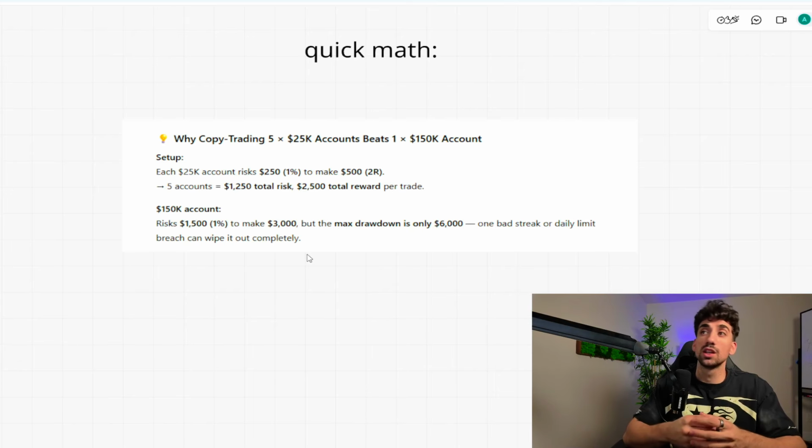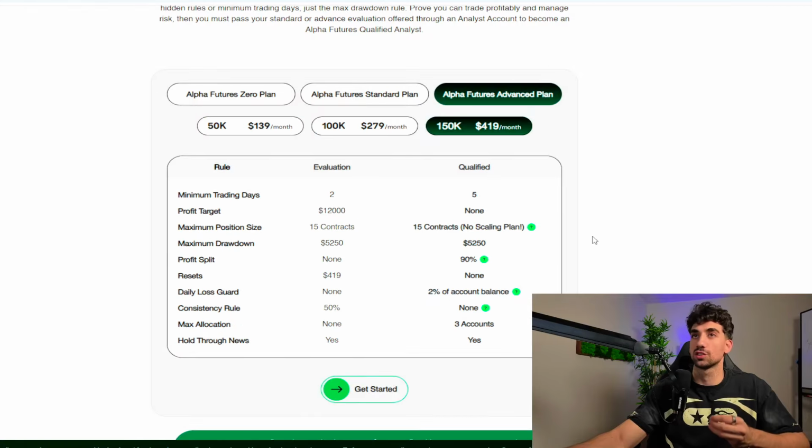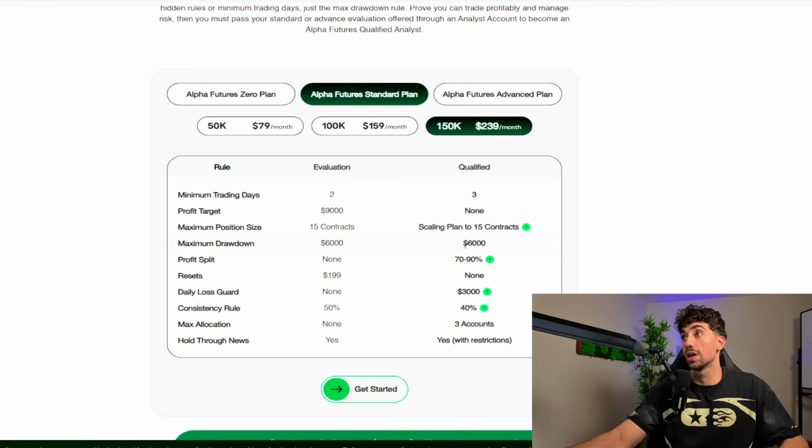Now, if you do the same thing on a singular 100K account, you're going to be looking to risk 1%, which is $1,500, to potentially make $3,000. But the problem that arises is that most firms give you $6,000 or less drawdown. Some firms go as low as $5,000. If you jump here to Alpha Futures, if you're doing an advanced plan, you get a maximum drawdown of only $5,250, while on the standard, it's going to be the one that gives you a lot more drawdown. It's $6,000. So we're being generous, giving it $6,000.